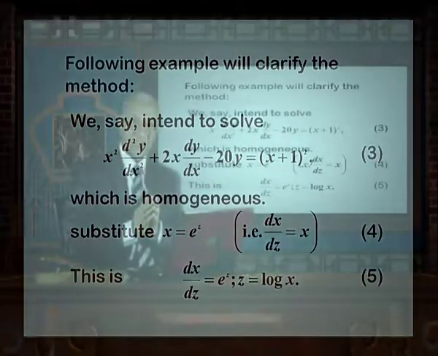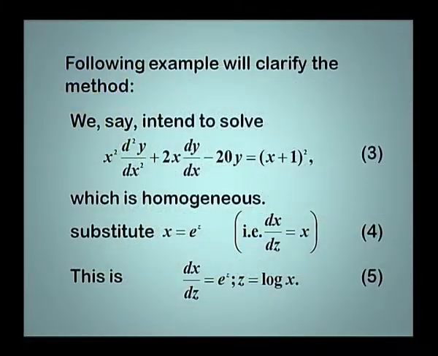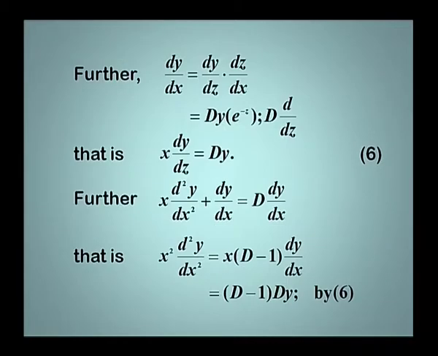By the definitions of homogeneity that we have explained, it is x squared d2y upon dx squared plus 2x dy upon dx minus 20y is equal to (x plus 1) whole squared. Note it and compare it with equation 1, which is obviously homogeneous. We substitute x is equal to e to the power z. We differentiate. Equation 4 gives dx upon dz is equal to x, and therefore we get dx upon dz also equal to e to the power z, where z is equal to log x.